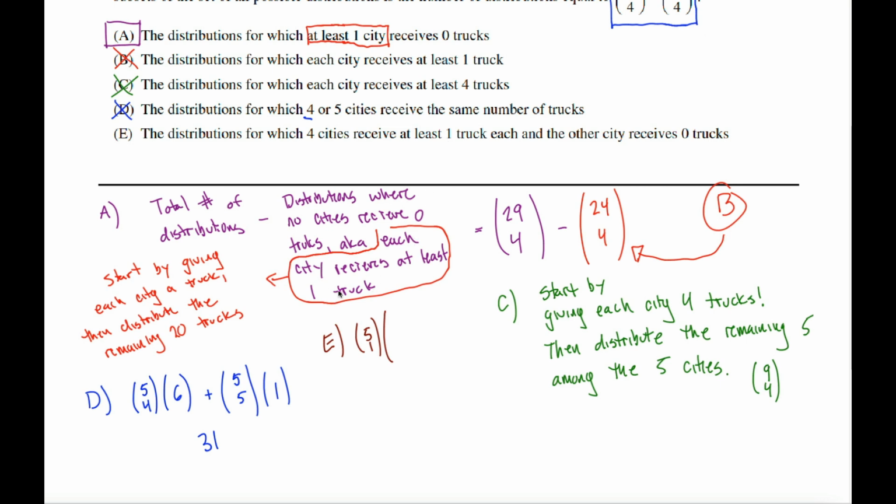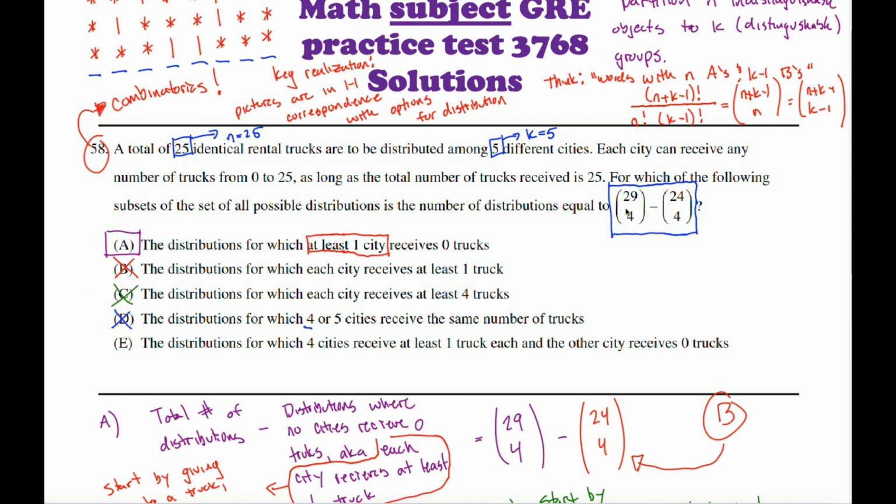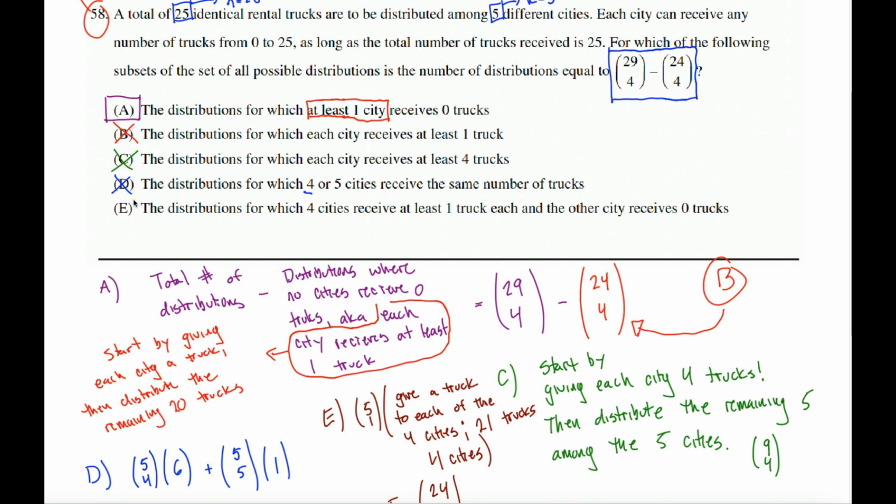Remember, to make sure that each city receives a certain amount of trucks, we can just start by giving each city that amount of trucks. So we'll give a truck to each of the 4 cities. That leaves us with 21 trucks to distribute amongst 4 cities. Sounds like stars and bars. 21 stars, 3 bars. I got 24 choose 3. So 5 ways to choose the city that does not get the truck, and then 24 choose 3 ways to distribute the remaining trucks to the lucky cities. 5 times 24 choose 3 doesn't look like 29 choose 4 minus 24 choose 4, so that's not my answer either. It looks like the answer is A.